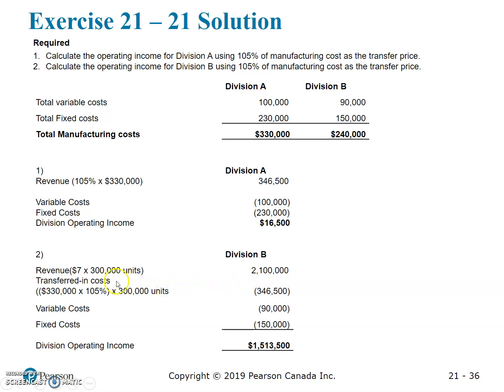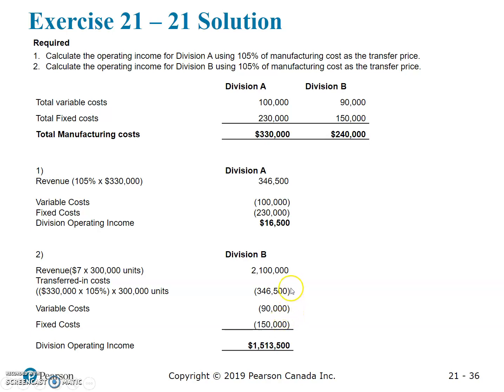Now there are three cost categories that we need to consider for Division B. First is the transferred in costs. These are the costs that got transferred in from Division A, which amounts to $346,500. Remember, this is the revenue for Division A, which becomes the transferred in costs for Division B. The second cost for Division B is the variable cost of $90,000, and finally, the third cost category for Division B is $150,000 of fixed costs.